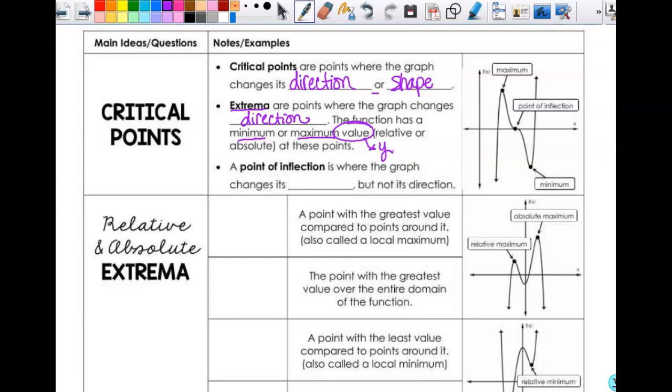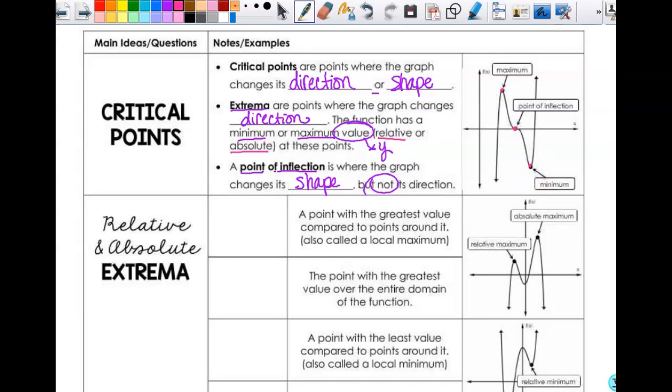And then we also have what's called a point of inflection. Even if you've never used those terms before, you've definitely seen them. It's where the graph changes its shape, but not its direction. Okay, so over here we've got a maximum, a minimum, and it says relative or absolute. We'll talk about those in just a second. But a maximum, a minimum, and then here is your point of inflection.